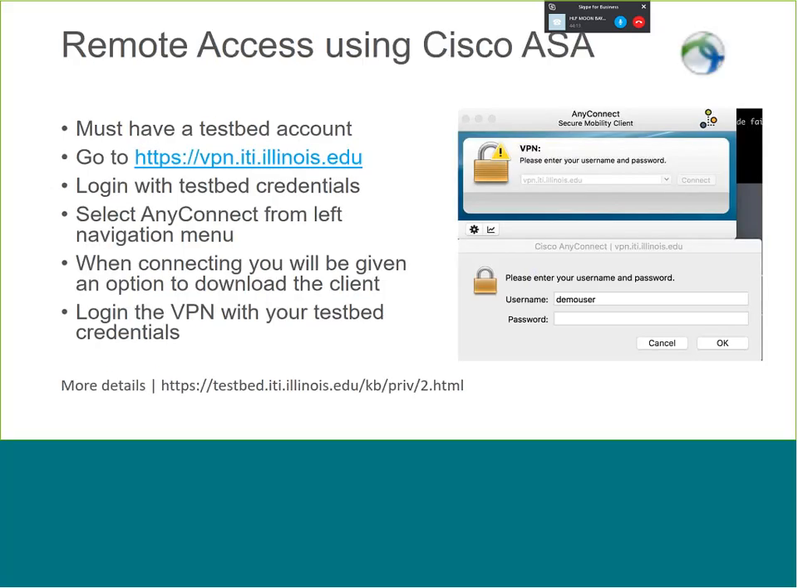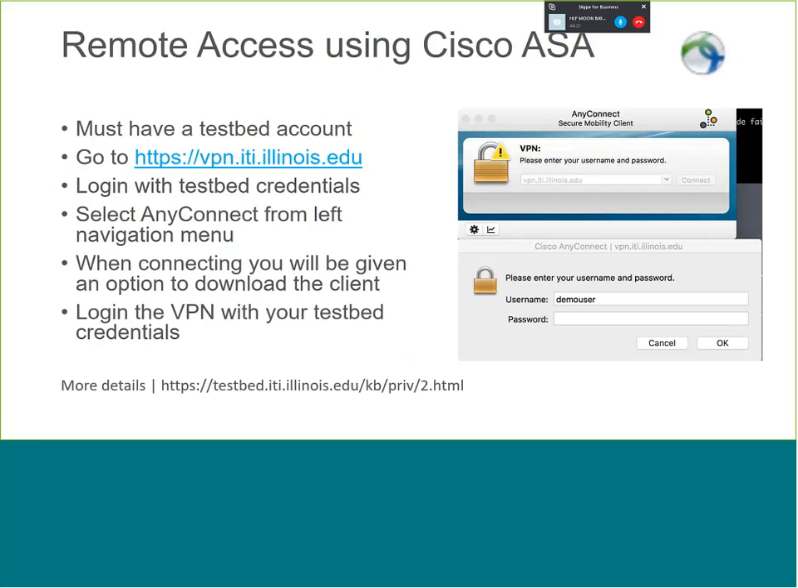Getting into the test bed remotely, Tim had mentioned remote access. We use Cisco ASA. You have to have a test bed account. If you don't have a Cisco ASA client, you can go to vpn.it.illinois.edu. From there, you'll use your test bed credentials. You would select the Cisco Connect link on the left.